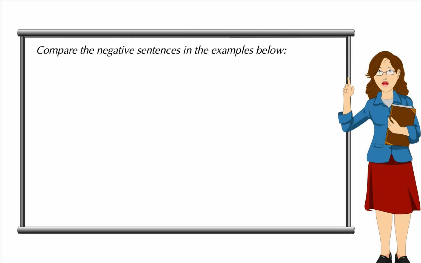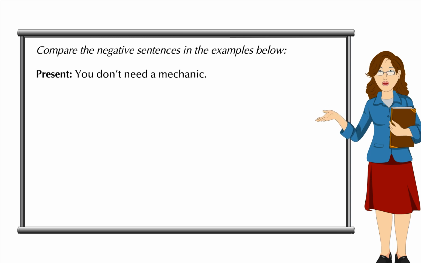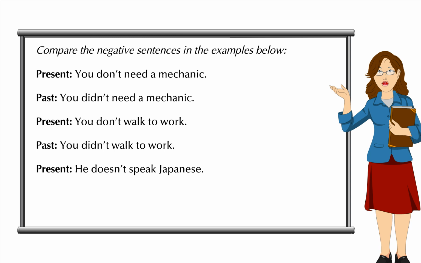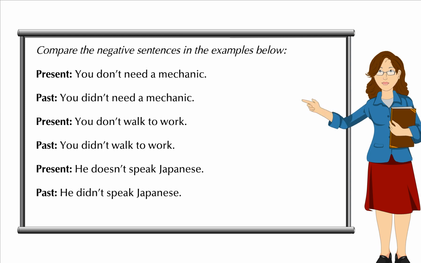Compare negative sentences in the examples below. Present, you don't need a mechanic. Past, you didn't need a mechanic. Present, you don't walk to work. Past, you didn't walk to work. Present, he doesn't speak Japanese. Past, he didn't speak Japanese.